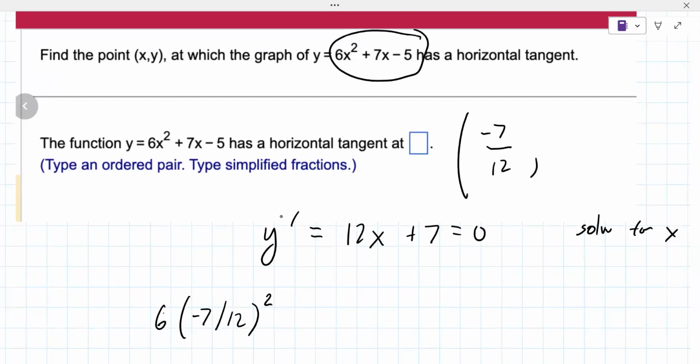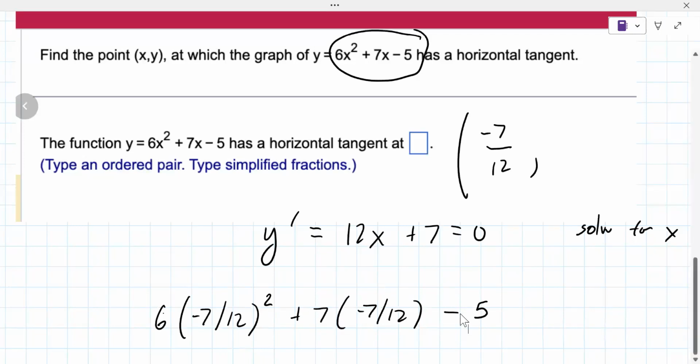-7/12 in parentheses squared plus 7 times -7/12 minus 5. What kind of calculator are you allowed to use in the course? I think the highest you can go is a TI 84 plus. And what do you have? Do you have one of those? Yeah, I have a TI 84.